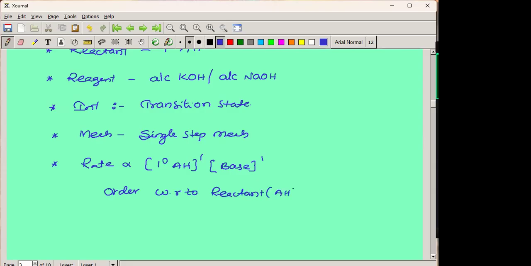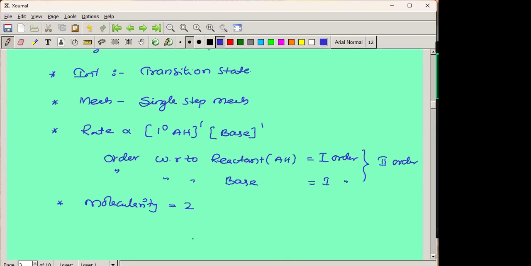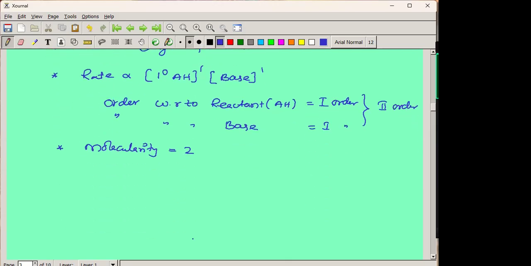Alkyl halide is equal to 1. That is the first order. And with respect to base, the order is first order. Overall order is second order. What is the molecularity here? Molecularity is 2. So order is 2 and molecularity is also 2. So that is about the E2 reaction.